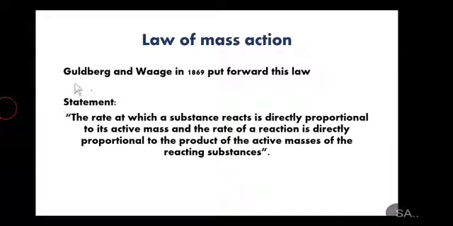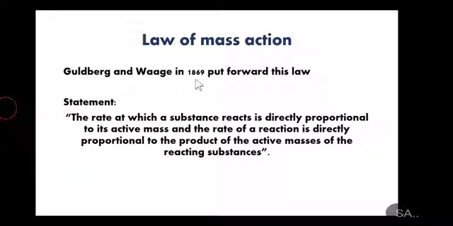This law of mass action was put forward by two scientists, Guldberg and Waage, and they gave this law in the year 1869. What did they do? They actually examined many reversible reactions. If you want to recall the concept of reversible reactions, these are reactions which are continuous, they never stop. You can see the forward reaction is happening, and simultaneously the reverse reaction is also happening. So these are the types of reactions that are continuous.